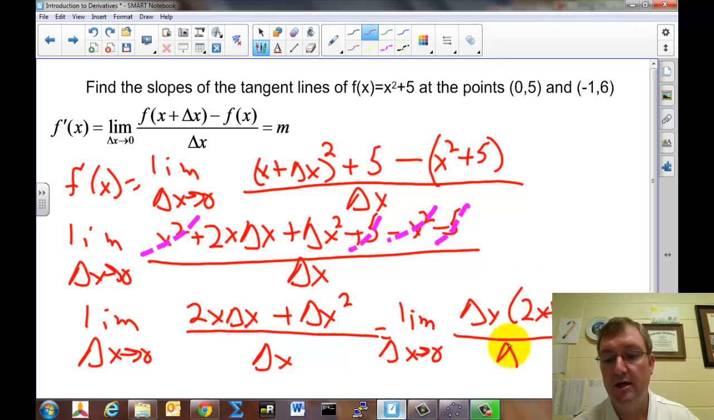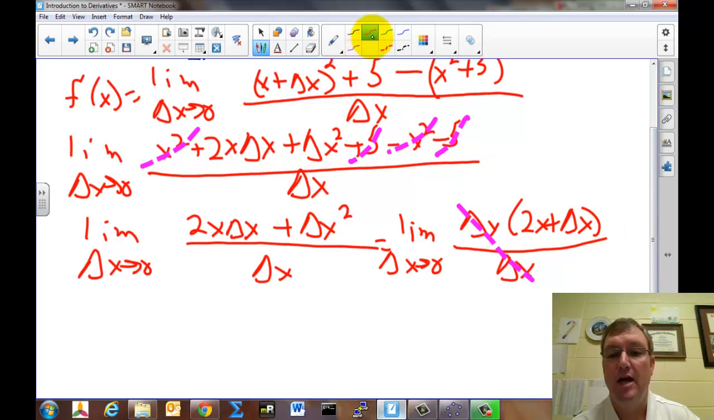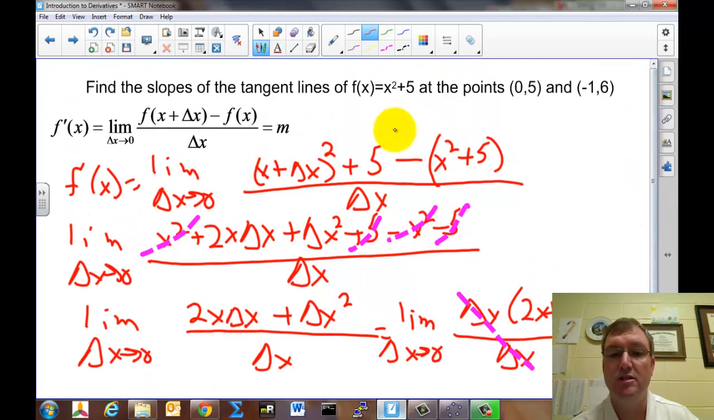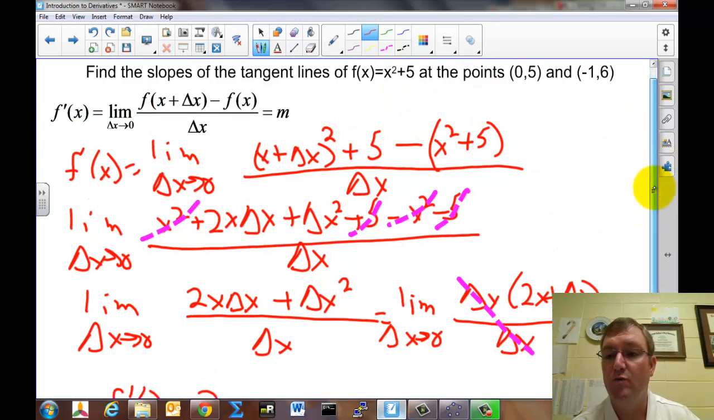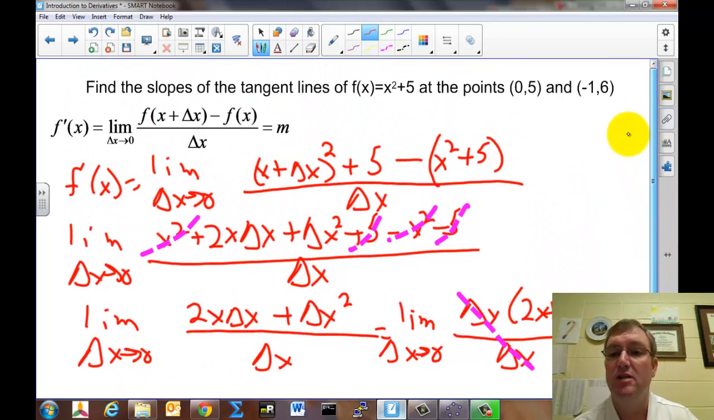over delta x. Now we can cancel these out, and we can also evaluate this limit and find that it is 2x. So we have found out that f prime of x equals 2x. Provided our initial function is x squared plus 5, we've worked through and found this to be the solution to it. And we're asked to find the slopes at 0, 5, and at negative 1, 6.